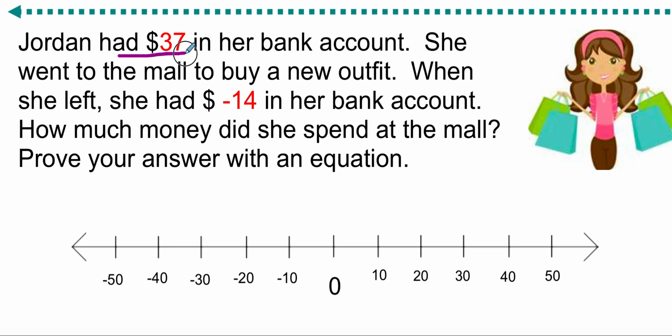She had $37, right? This is the sum she had. But when she left, what she had left in her bank account was minus. What does it mean? It means she spent all the money and she borrowed some money. This negative 14 means that she owes to the bank.